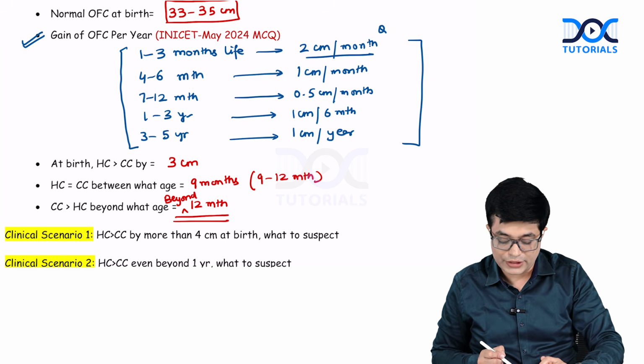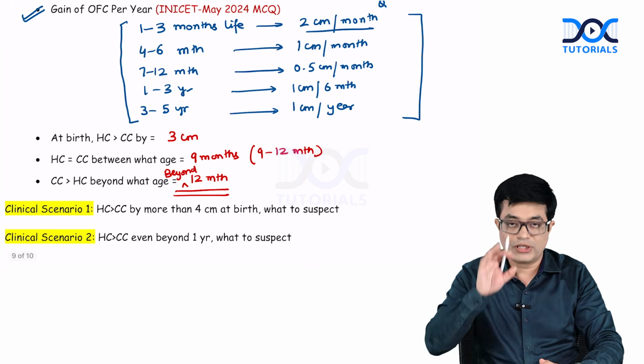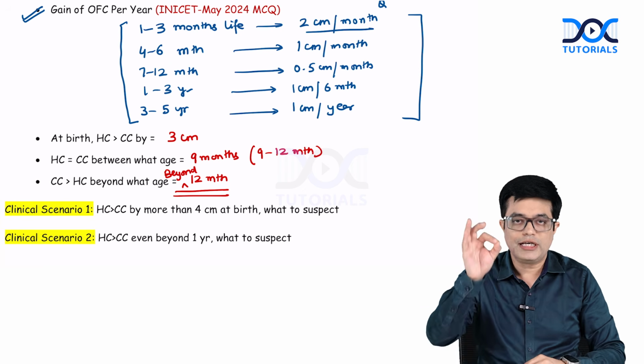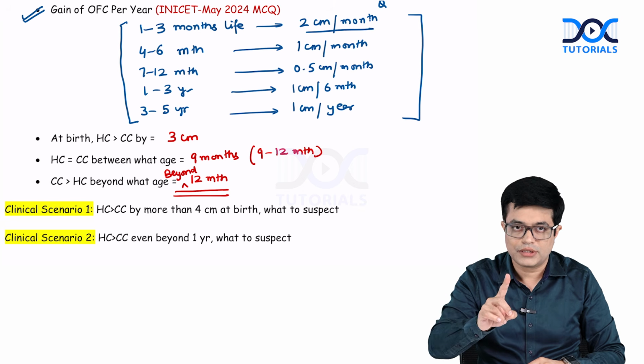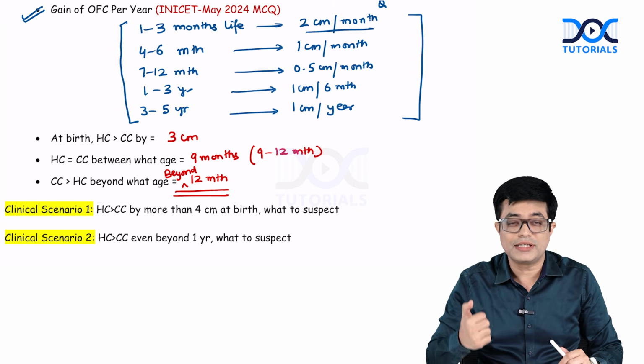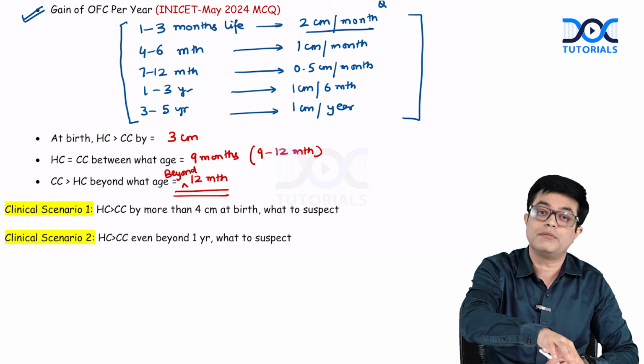Now, there are two clinical scenarios we are discussing which can be asked on this. First case scenario: the examiner can ask you, a child was born and you noticed that the head is bigger than the chest, which is fine. But the gap is not 3 centimeters. The gap is more than 4 centimeters.